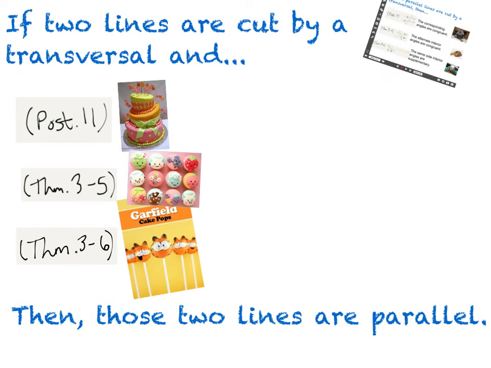If two lines are cut by a transversal and the corresponding angles are congruent, well, then you can say that the lines are parallel. So this is how it reads. If two lines are cut by a transversal and the corresponding angles are congruent, then those two lines are parallel. It's quite a mouthful, but it's exactly what the converse of postulate 10 is.